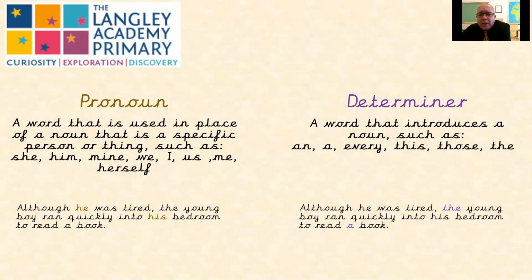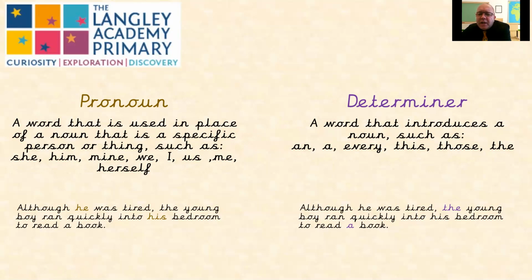A determiner. Now, this is the word that introduces a noun, such as an, a, every, this, those, the. Okay. So it tells us a little bit more about the noun and say the specifics of it. Is it on its own? Is it a special one? Are there multiple ones? And so on.